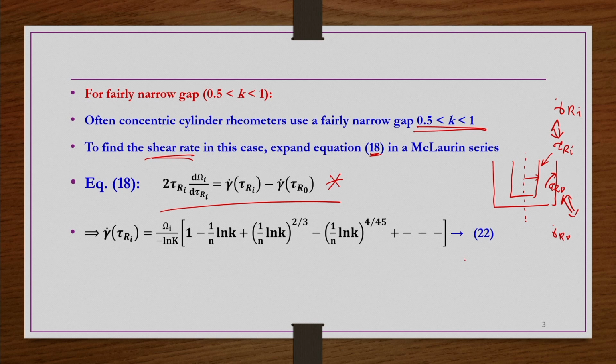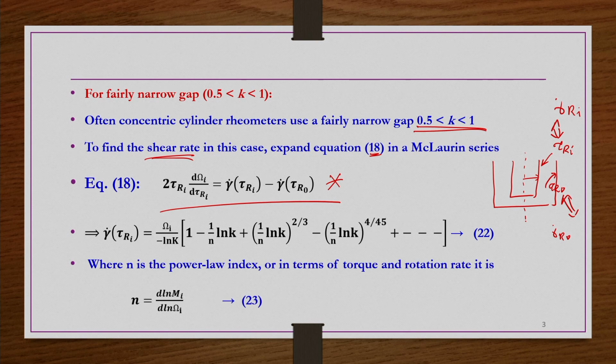Now in this equation, omega I is already known to us, right? Omega I is known through experimentation: at what rotational velocity you are rotating the inner cylinder. K, the ratio between the radius of the inner cylinder and the radius of the outer cylinder, we also know. What is n? n is d ln mi by d ln omega I. It is the power law index, but in terms of torque and rotational rate, we can write n equals d ln mi by d ln omega I.